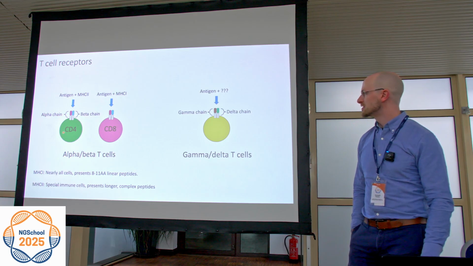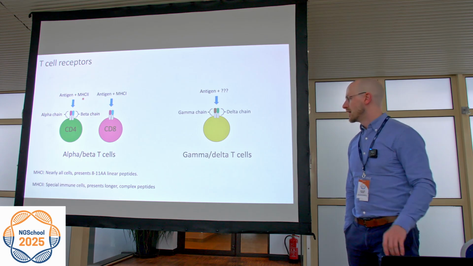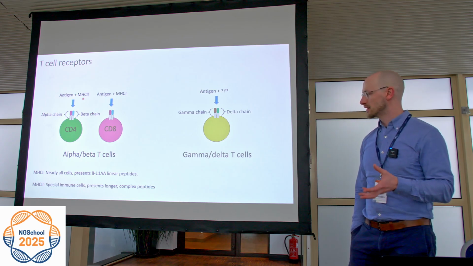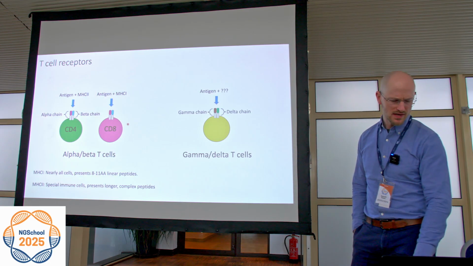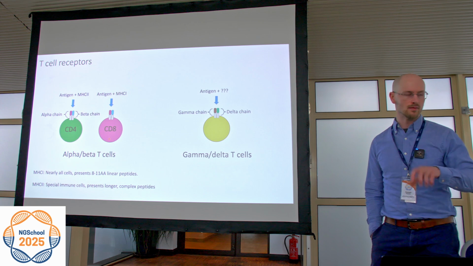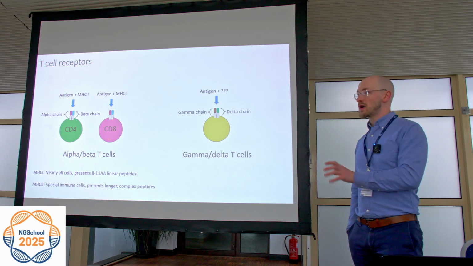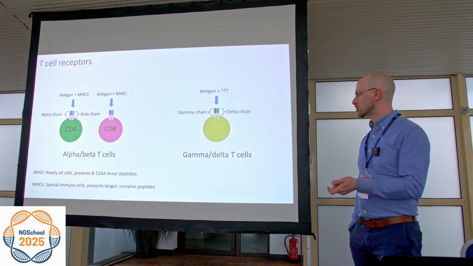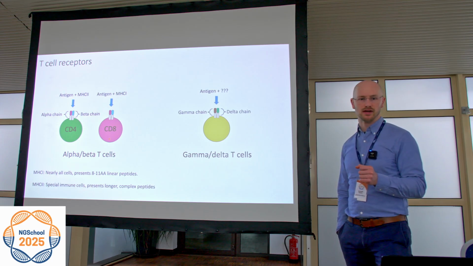The main difference between CD4 and CD8 cells with regards to their receptors is that CD4 T cells bind to antigen that is presented on MHC class II, which is expressed by special immune cells, and it presents longer, complex peptides. Whereas CD8 T cells bind to antigen that is presented on MHC class I, and that is expressed by nearly all cells, and it presents shorter 8 to 11 amino acid linear peptides.